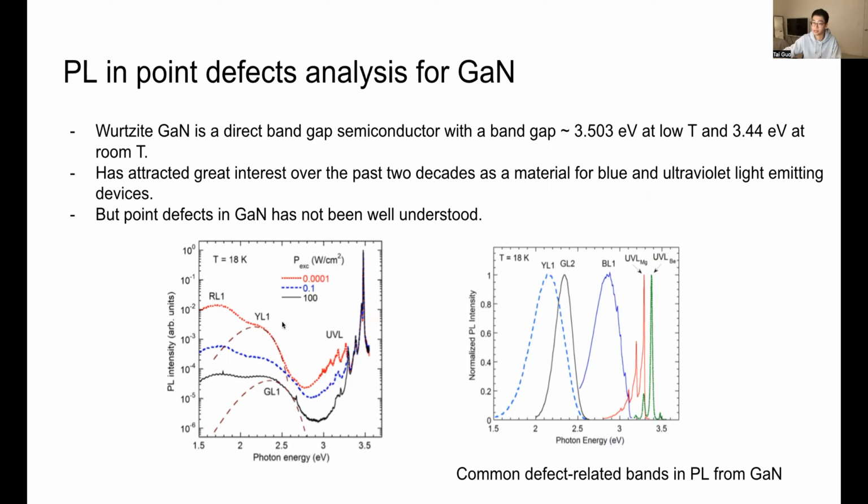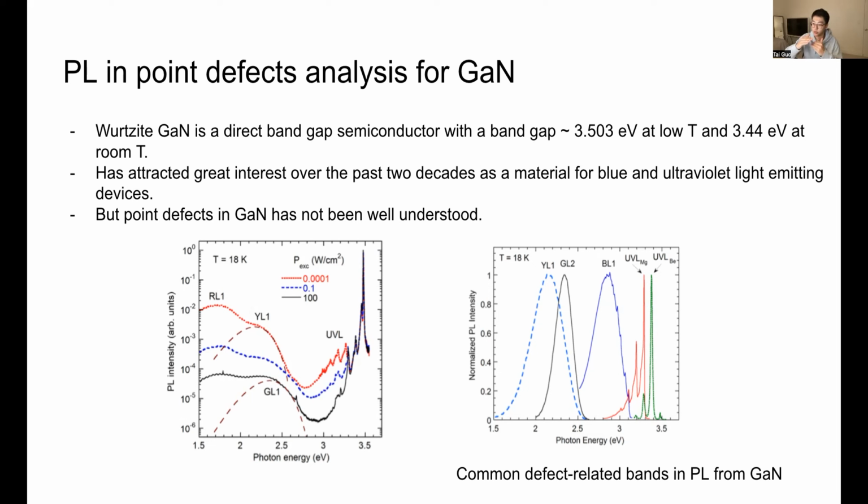The left diagram shows some common spectra for gallium nitride from photoluminescence. As you can see, there is a huge peak around 3.4 eV. That is from the near band edge emission. Apart from this peak, we also have some other emission bands in the spectra. For example, here is a red band, here is a yellow band, and also we have a green band and an ultraviolet band. Those different bands actually correspond to different defects in the system.